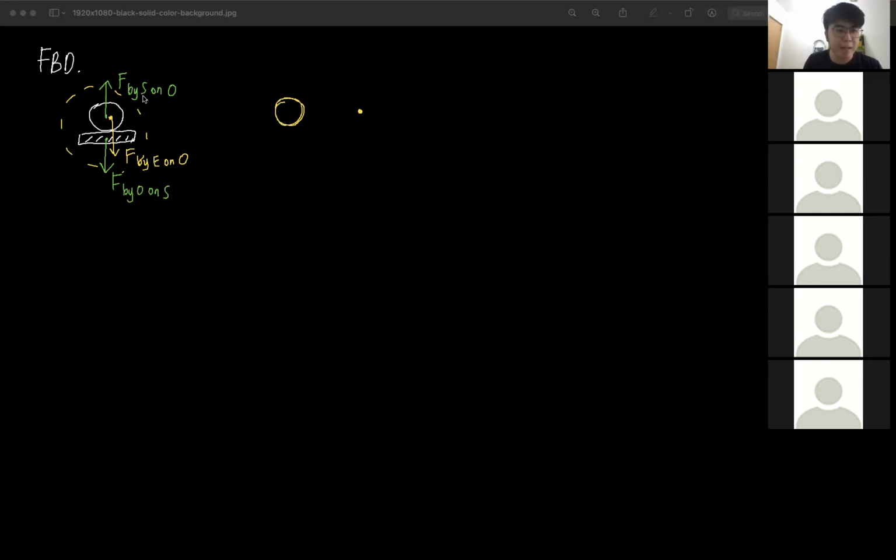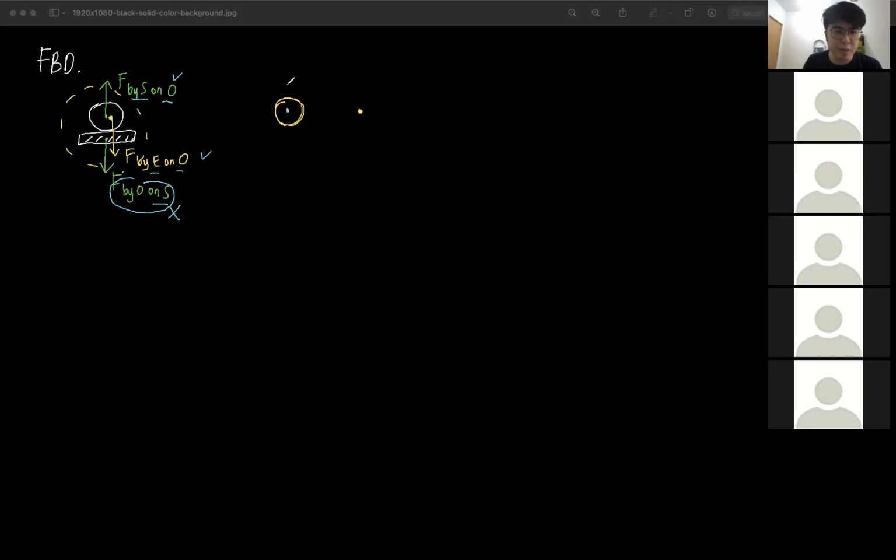F by surface on the object. So this is included on the object, right? This one also force by earth on the object, yes, but this one not included because this is the force by object on the surface. This is if you want to draw the free body diagram of the surface, then only you take this force. Okay, so since we are drawing free body diagram of the ball, so this one I will discard and I only include these two forces.